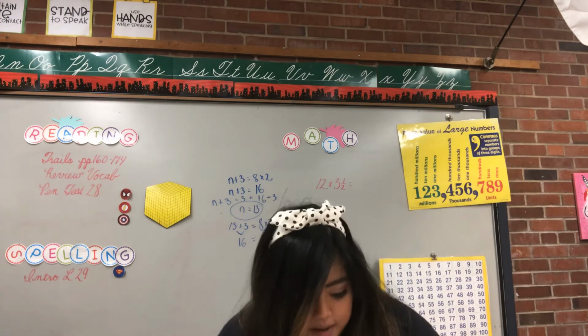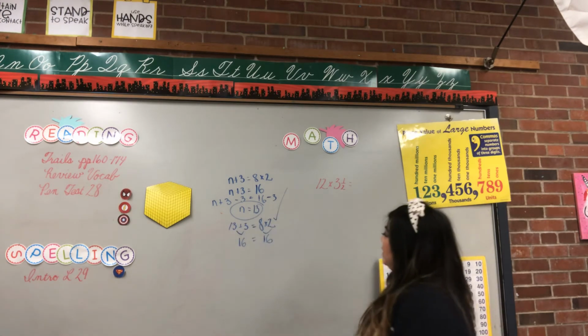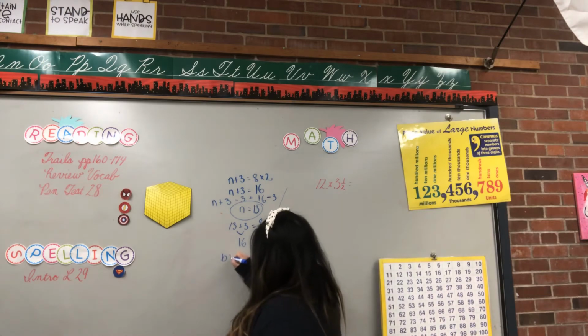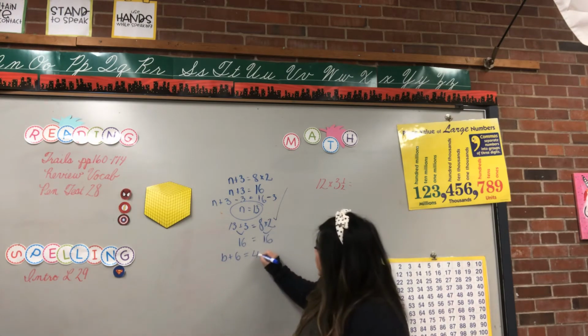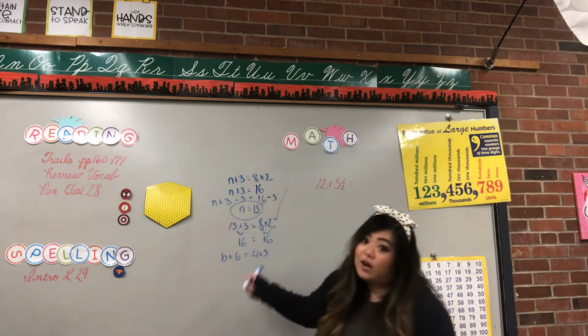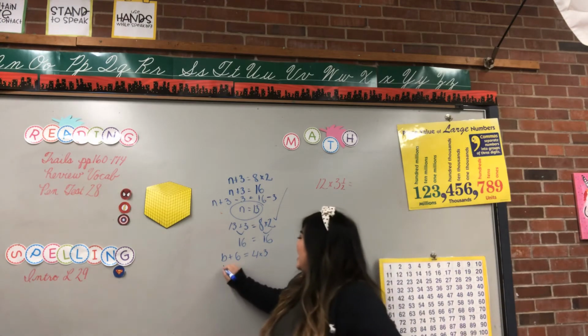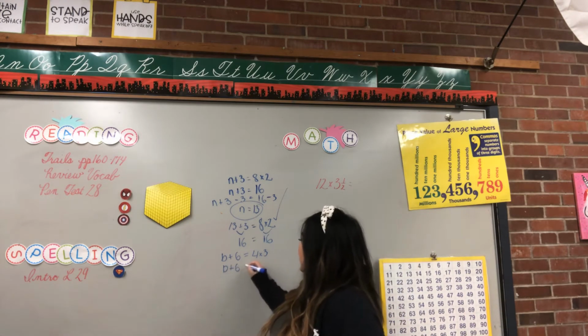I bet you did. B plus 6 equals 4 times 3. Remember, the first thing we do is solve the side we know. B plus 6 equals, what is 4 times 3?